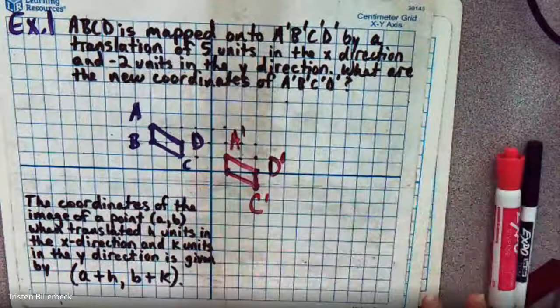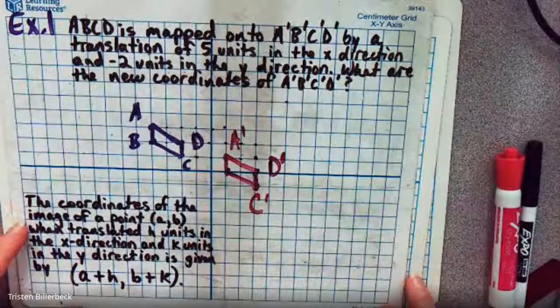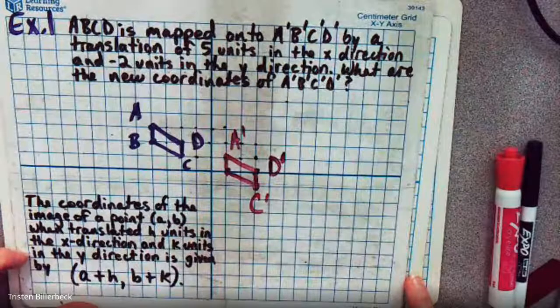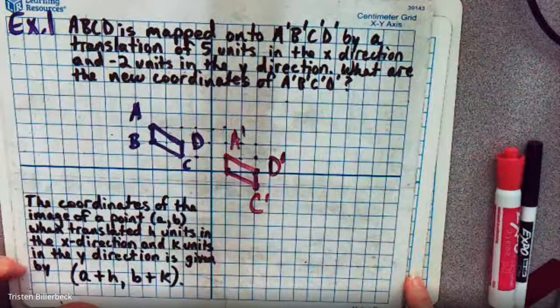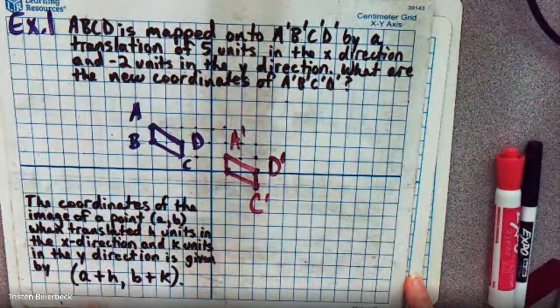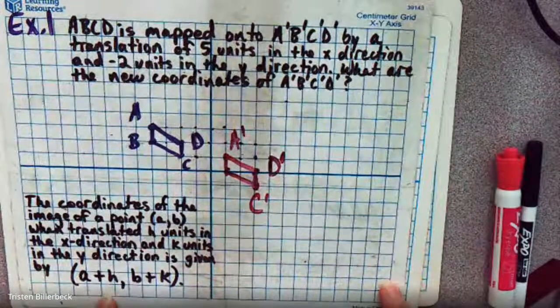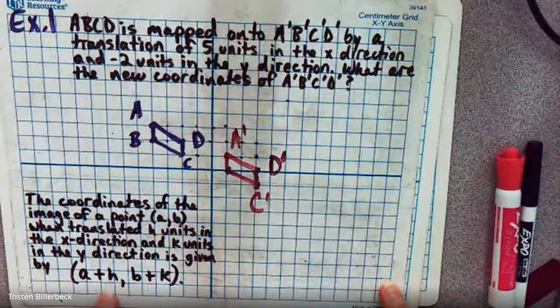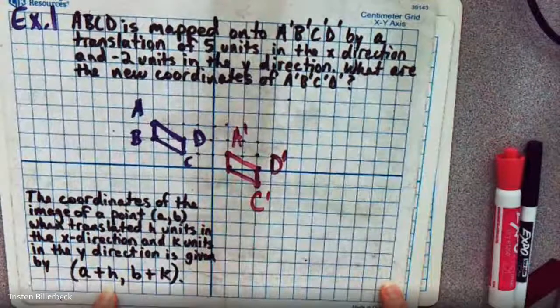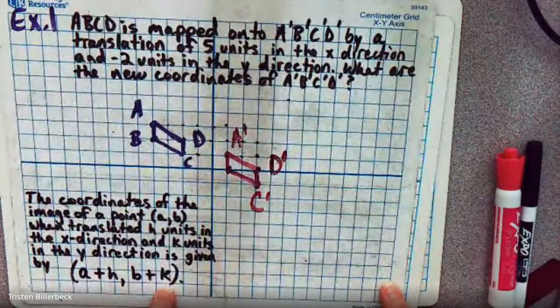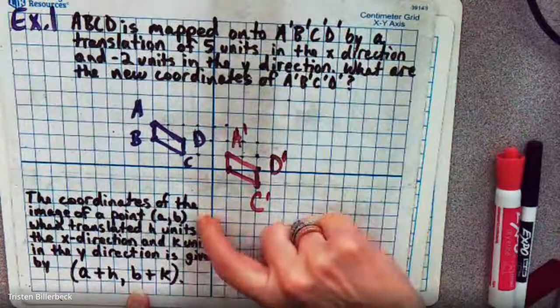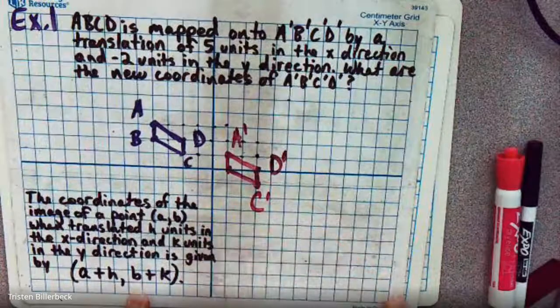Okay. So the coordinates of an image of point A, B when translated h units in the x direction and k units in the y direction is given by A plus h, comma, B plus k. So h is the x direction movement, k is the y direction movement, and A, B are the original coordinate points.